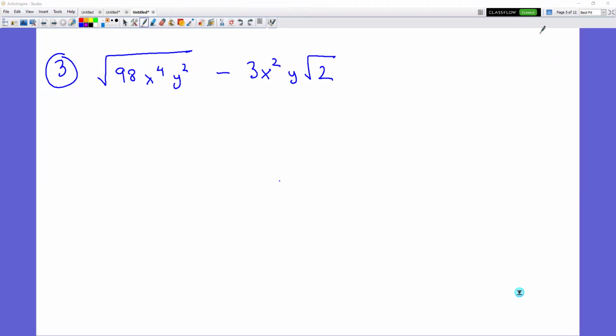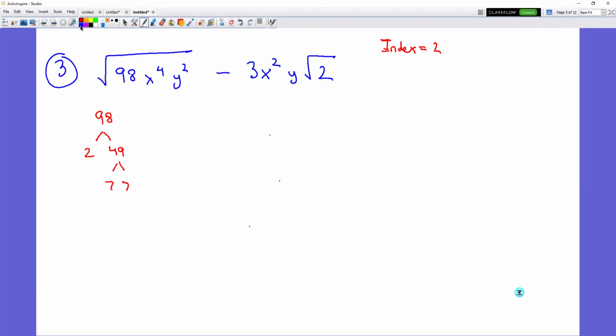Well, in the first term, we have that square root of 98 x to the fourth y to the power of 2. So we're going to first start off, of course, by trying to simplify the 98, the actual number. So once again, we do know that we don't have any other radicals but square root, so we'll go ahead and write that the index is 2. So let's take the 98 and break it up. How do we break it up? Well, one way we could do it is 2 times 49. And then for 49, it's 7 times 7.